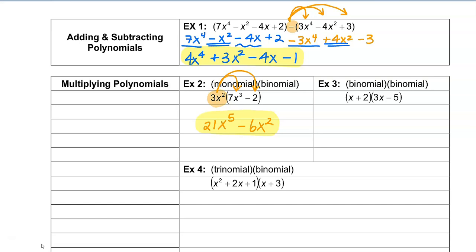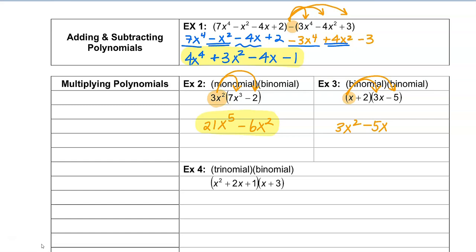Okay, then we have here in the next example, a binomial times a binomial, right? Two terms times two terms. Got it? Now, I like doing FOIL, where you FOIL it out: first, outer, inner, last. Some of you guys just memorize it as a pattern though. So I'm going to take the x that's in the front of the first group, and I'm going to distribute it through the second group. So x times 3x is 3x squared, and then the x times the minus 5 is minus 5x.